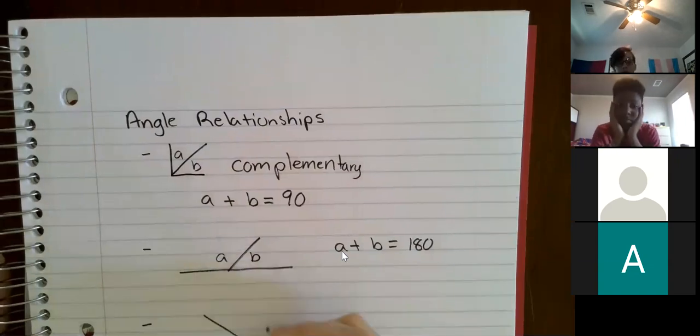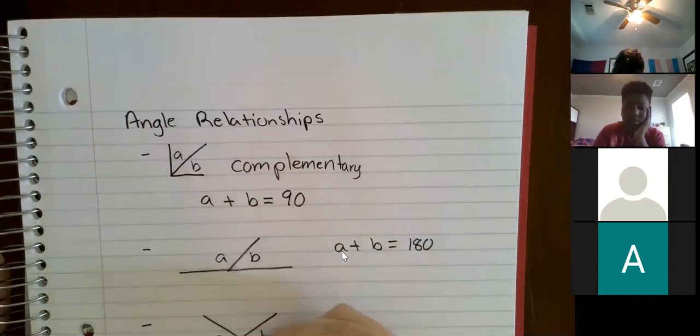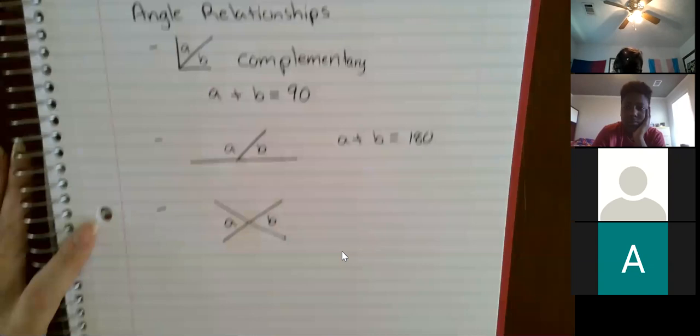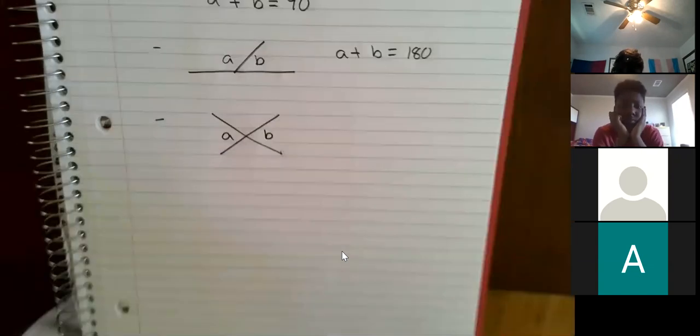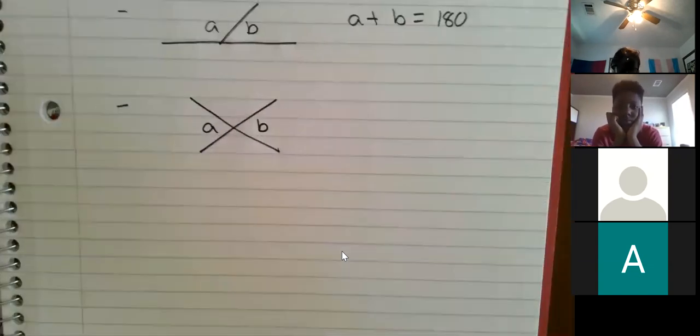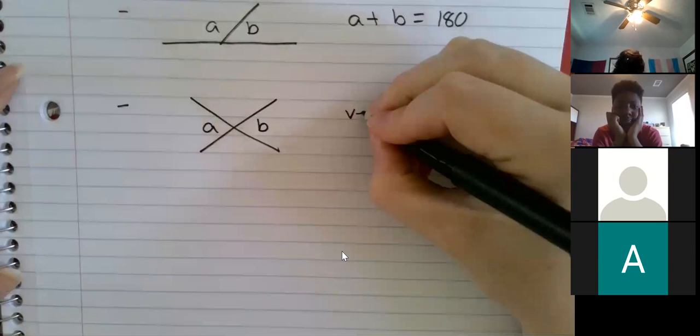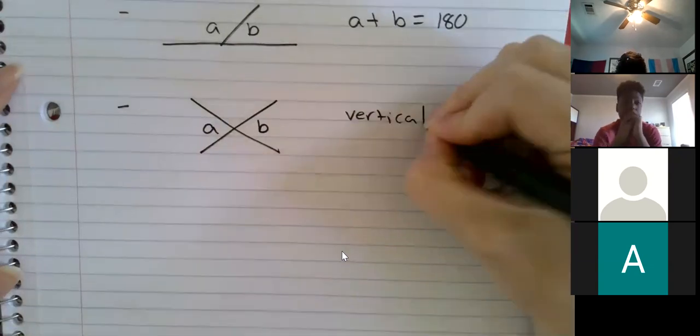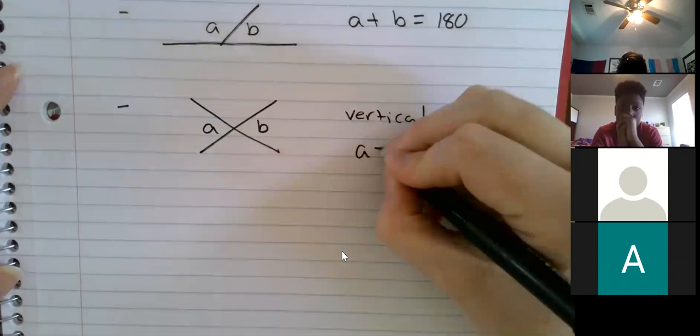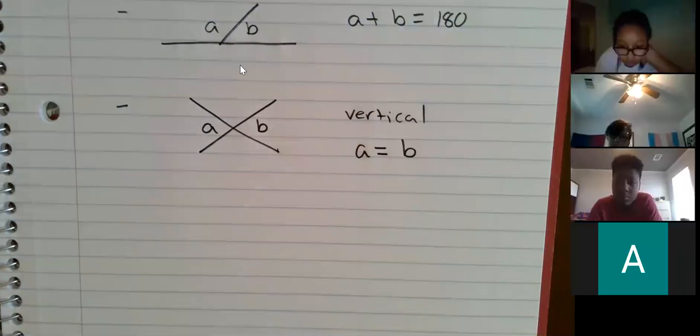Who can remember what this one was called? Vertical. Very good. So this one's vertical. That means that A is equal to B. So you've got all these different relationships that you're going to need to make sure that you know and understand, and how to set up an equation for it.